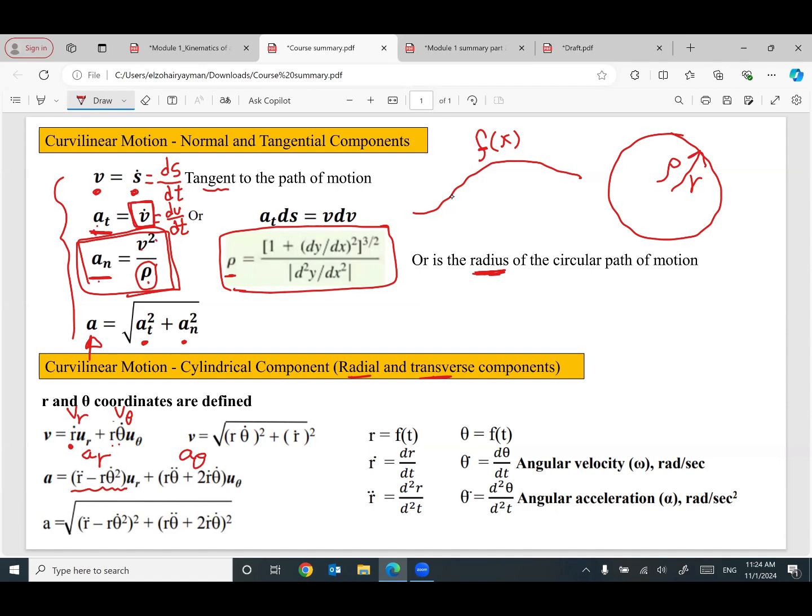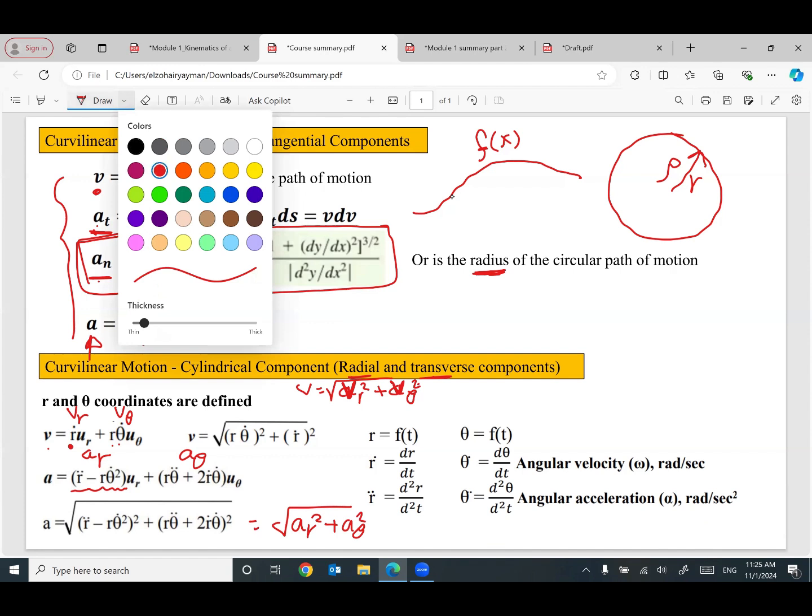Once you get the two components for the velocity and the acceleration, I can write the final velocity equal to the square root of the radial component square plus the transverse component square. I'm sorry, this is velocity. And the final acceleration equals the square root of the radial component square plus the transverse component square. That makes sense?